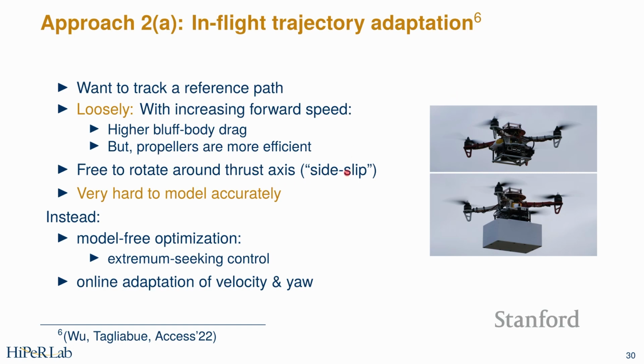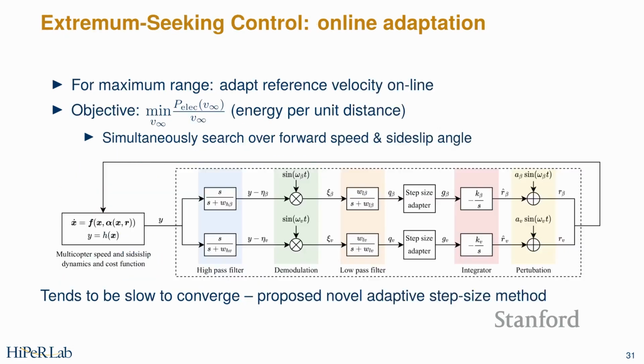So we're going to call that side slip, which is the sort of the angle of your body fixed x-axis with the wind, the relative wind. So you have 2 things that you can vary as you fly this path. You can vary how fast you're flying, and you can vary your rotation around the yaw angle. And this will be very hard to model accurately. So what we did instead is we used extremum seeking control, which is a very old technology from the 1930s, for doing arbitrary functional optimization for a closed loop system. And the idea is using this, we can online adapt to both the speed and the yaw.